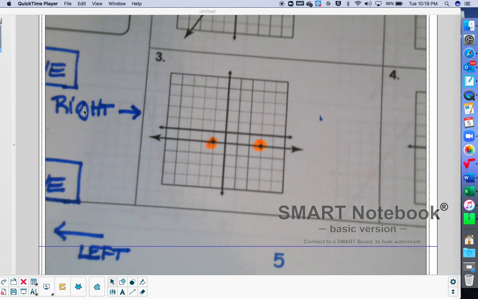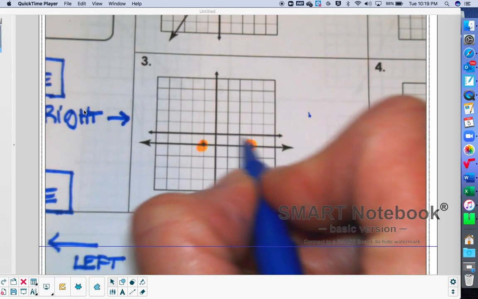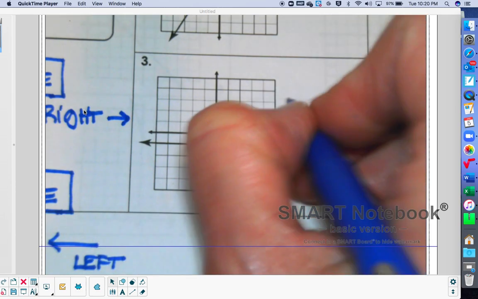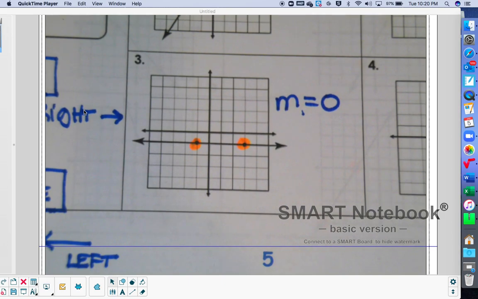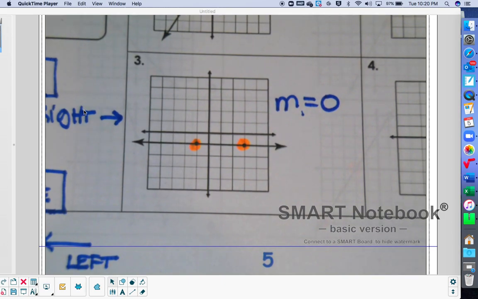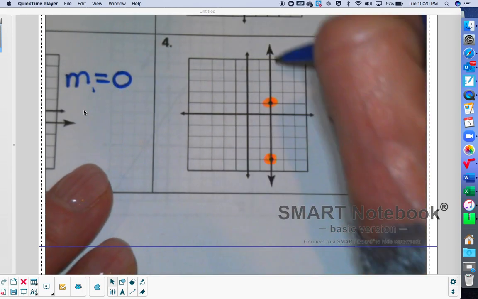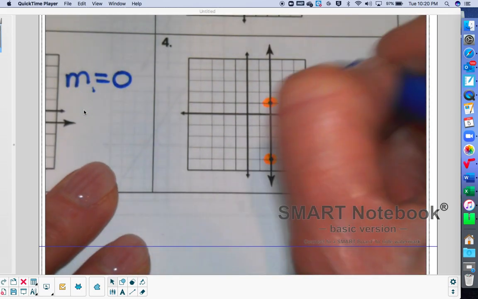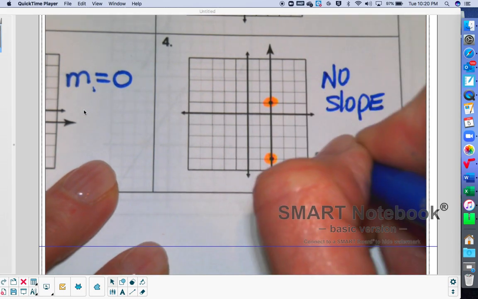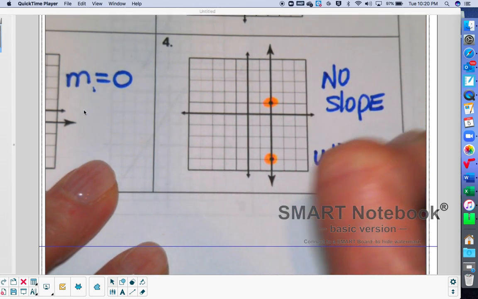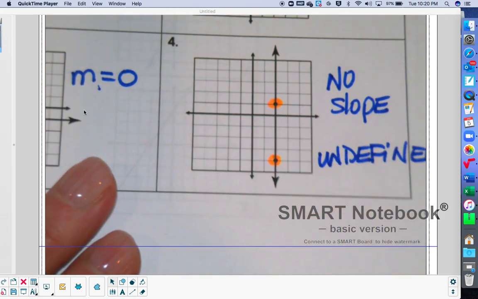The graph in number 3, there's no vertical movement, it's just simply horizontal movement. So this is the case where the slope is 0. This is my horizontal line with the slope of 0, and the example in number 4, there's no horizontal movement, it's just simply vertical motion. So this is the no slope line or undefined slope. No slope, undefined slope, meaning the same thing.